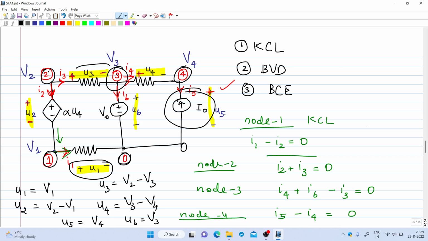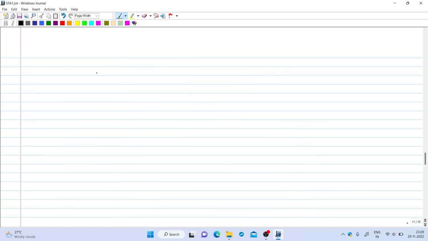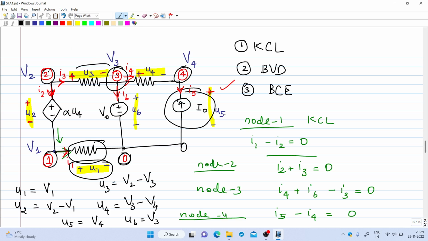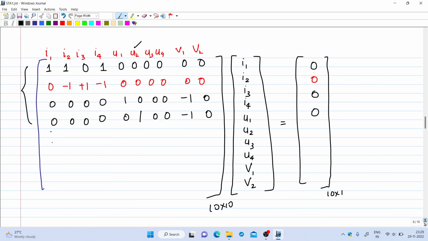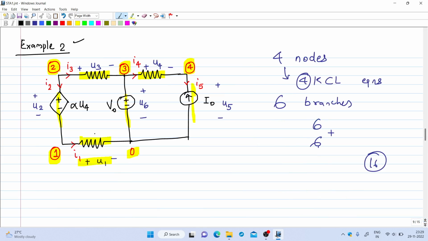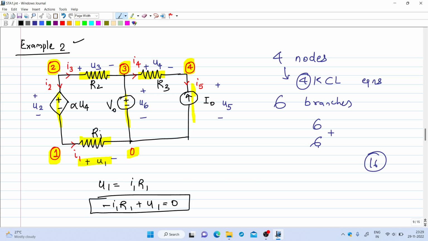Then last one is branch constitutive equations. Branch constitutive equations we can write for each branch. For branch 1, what is the branch constitutive equation? If you look at branch 1, U1 is equal to the resistance into I1. So that resistance value is required. Suppose this is R1, R2 and R3. Then U1 is I1 R1, or minus I1 R1 plus U1 equal to 0.